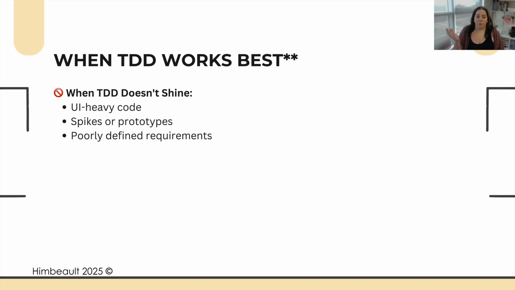If you're doing spikes or prototypes, so the whole point is to make something quickly and just fail fast, TDD is not going to work because it is slower. It is a more meticulous design process. And then, of course, it's not going to work well in the poorly defined requirements area. It's really important we know what you want, because if I don't know what you want, I can't design tests for it. And sometimes that's what happens.